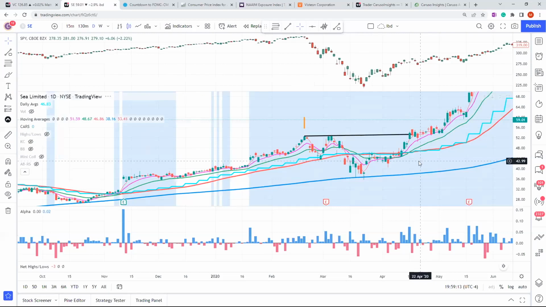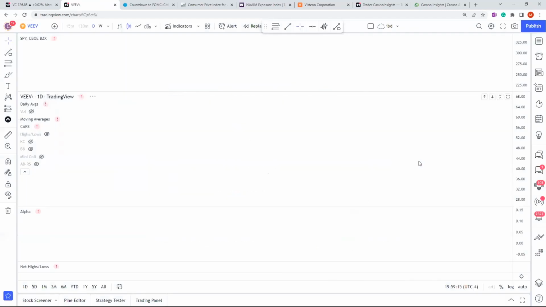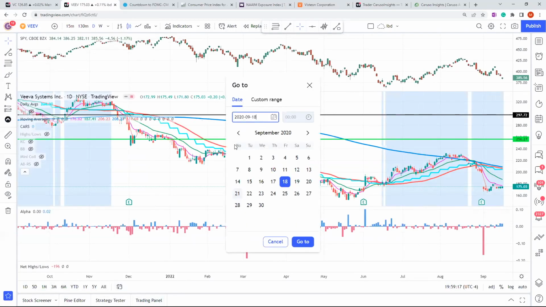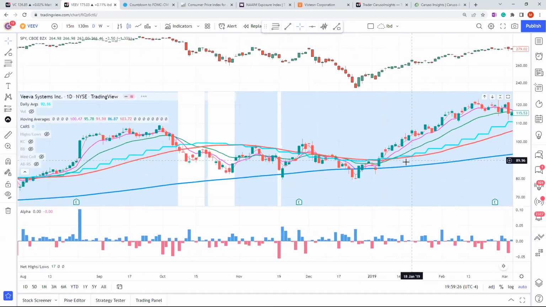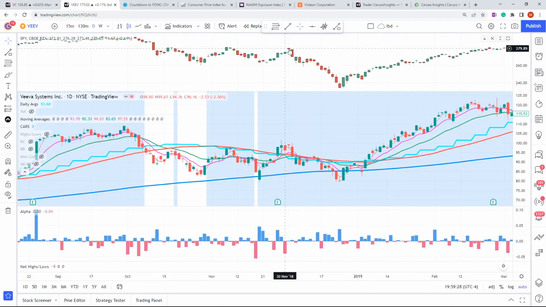Let's take a look at Veeva Systems. Let's go to 2018. Here we go. So take a look here at how this market was breaking lower day after day after day after day. And look at this entire period of time, this entire down leg that took place starting from here. Almost every single day, the stock outperformed.